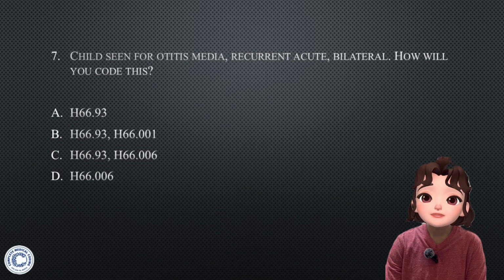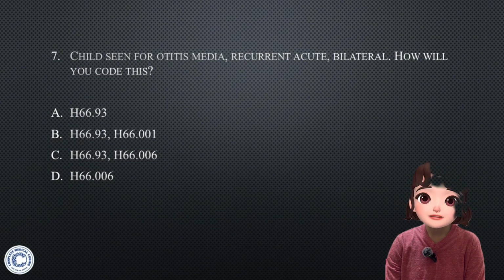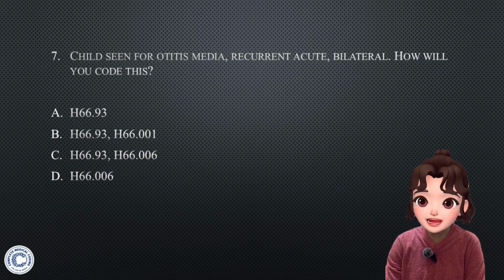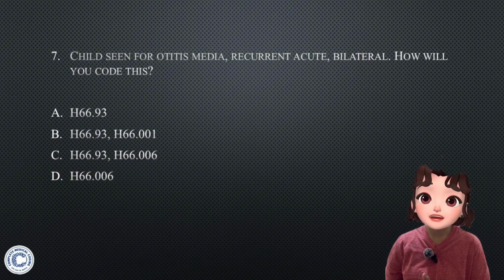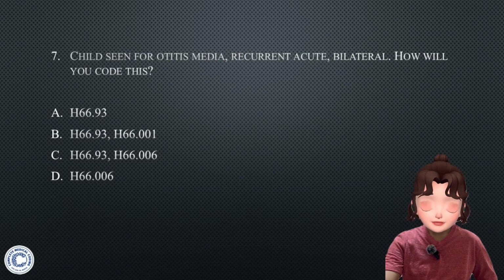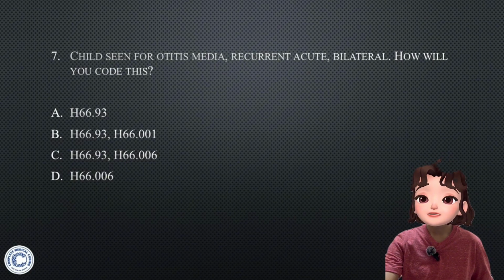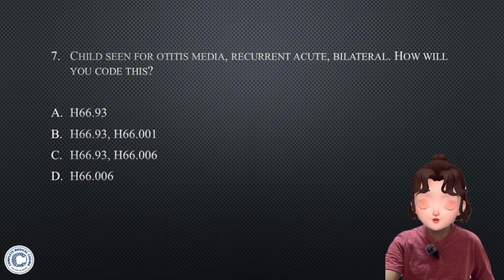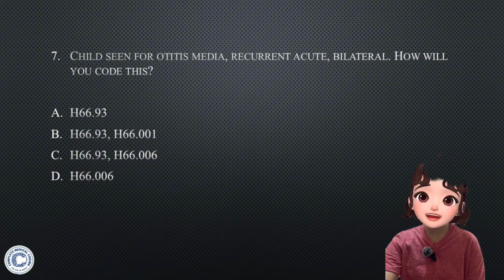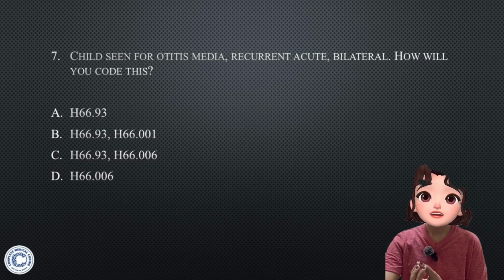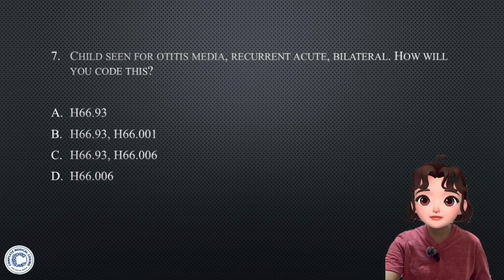Seventh question. Child seen for otitis media, recurrent, acute, bilateral. How will you code this? So the patient is having otitis media, acute, recurrent, bilateral. That is what we need to code. Let's move to the first option, H66.93, which is otitis media unspecified bilateral. It's not mentioned recurrent. Recurrent term is important.